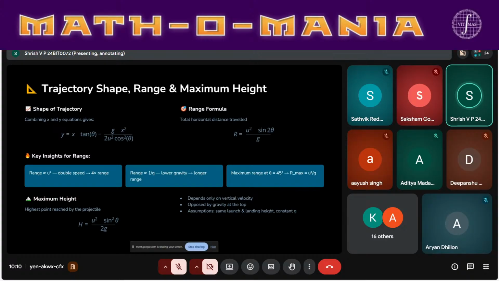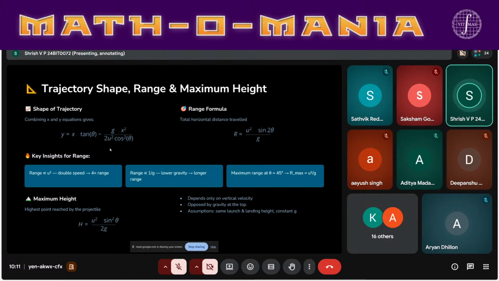Range is nothing but the total horizontal distance covered by a projectile. It is given by the formula R is equal to u square into sine 2 theta divided by g, and the range is maximum when theta, the projectile angle, is 45 degrees. Range is also directly proportional to u square, which means that if you double the speed, the range becomes 4 times its original value.